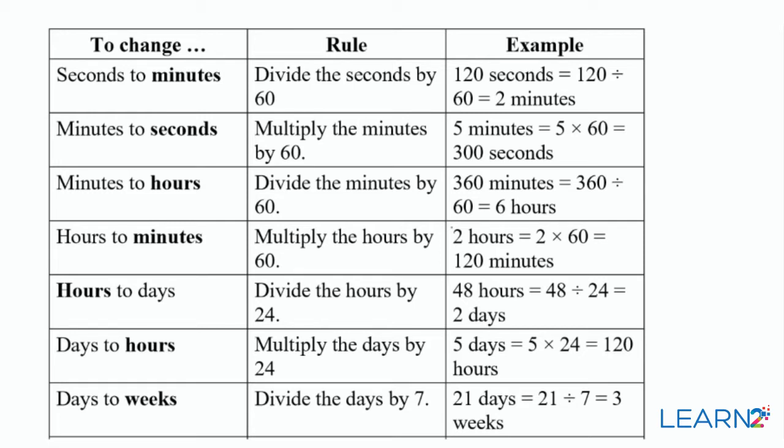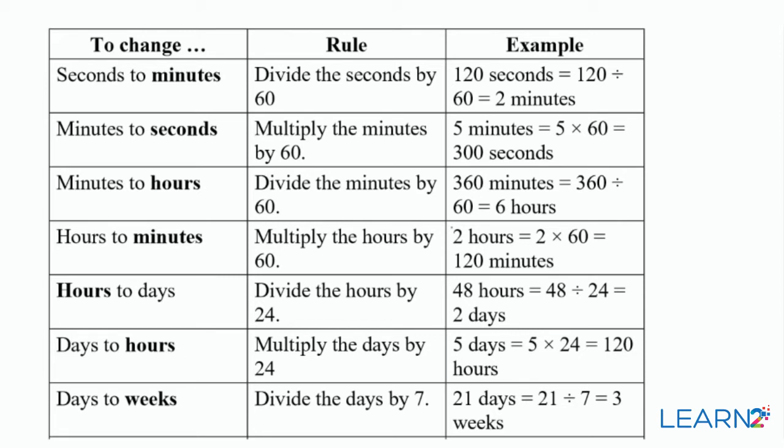What about going from hours to minutes, the other way around? This time you multiply the hours by 60. So if you've got 2 hours, how many minutes do you have? 2 times 60 would be 120 minutes. What about converting hours to days? Well, to go from hours to days, we divide the hours by 24 because there are 24 hours in a day. So if you've got 48 hours, how many days is that? 48 hours divided by 24 hours in a day gives you 2 days.